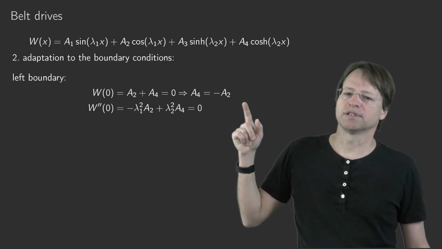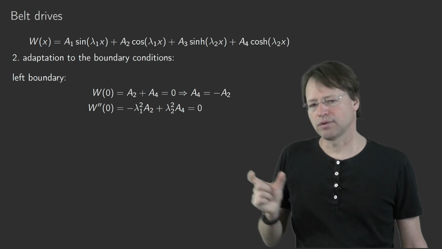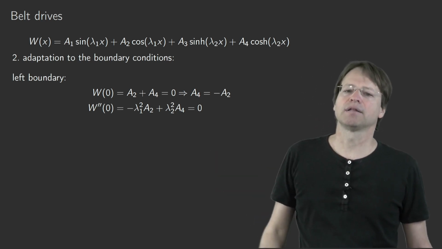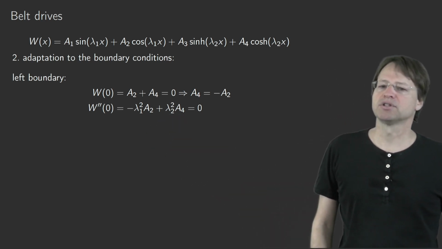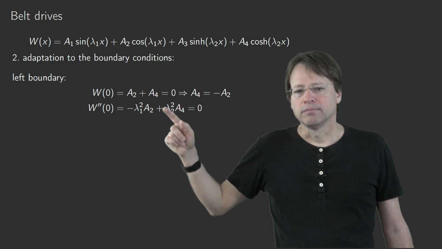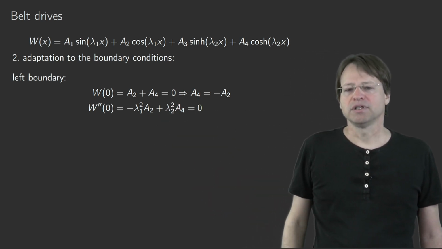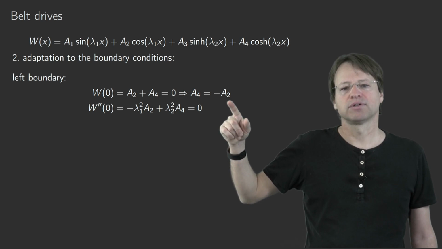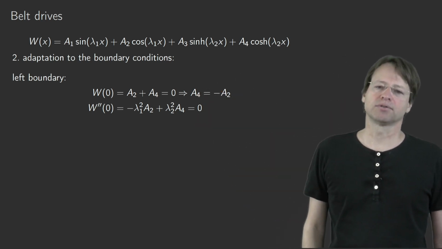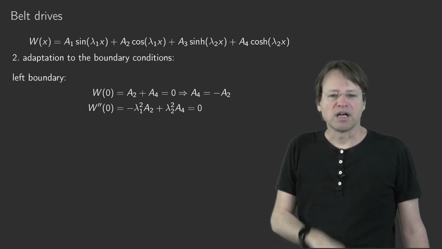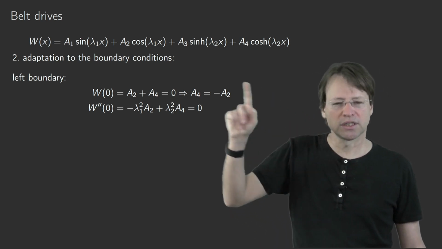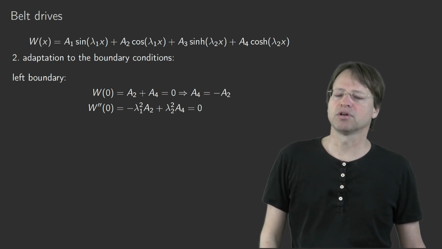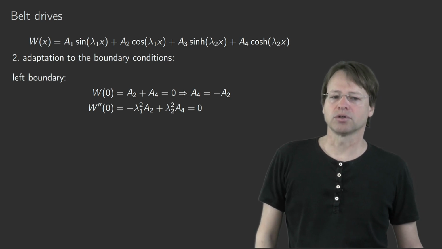Now let's insert the result here. Then you would have an alternative: either lambda 1 squared plus lambda 2 squared is equal to 0, or A2 has to be equal to 0, and then if A2 is equal to 0, then also A4 has to be equal to 0. Is it possible to have lambda 1 squared plus lambda 2 squared equal to 0? If you just think briefly about the solution of that quadratic equation, then you will immediately say, no, it's not possible.